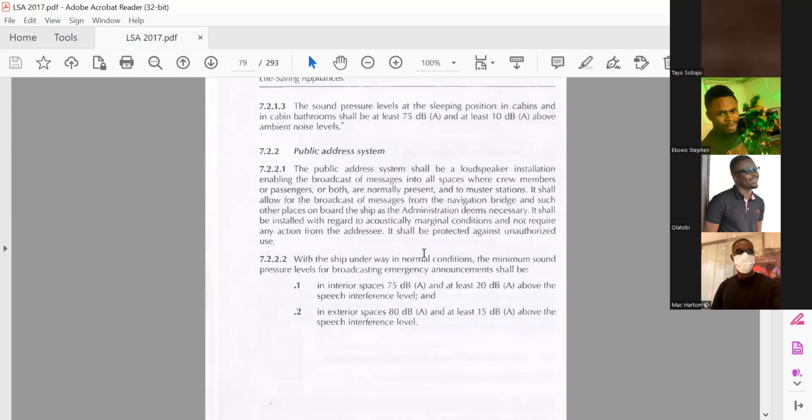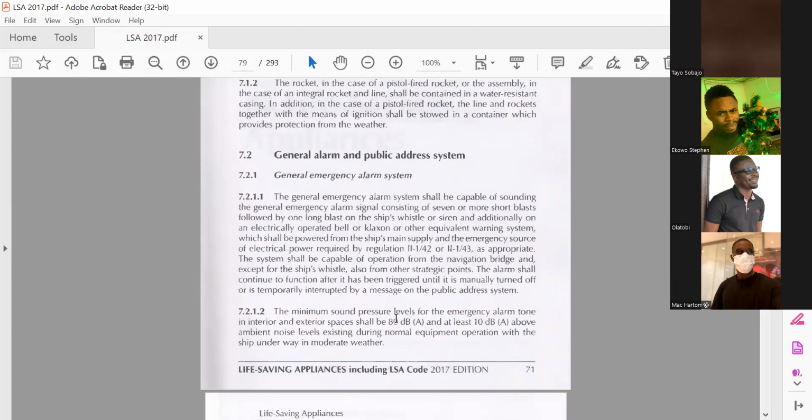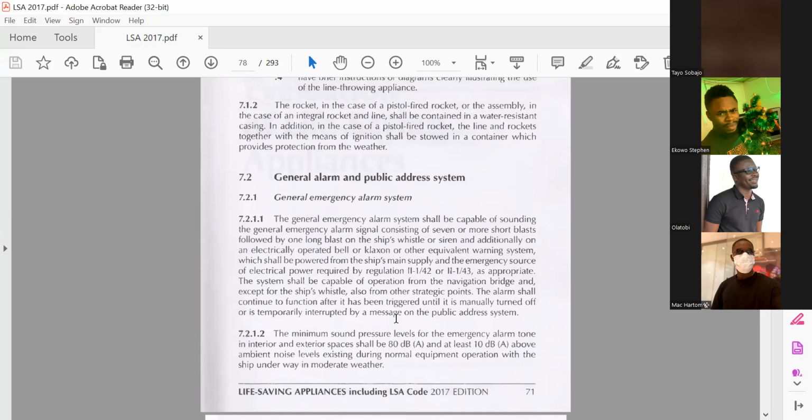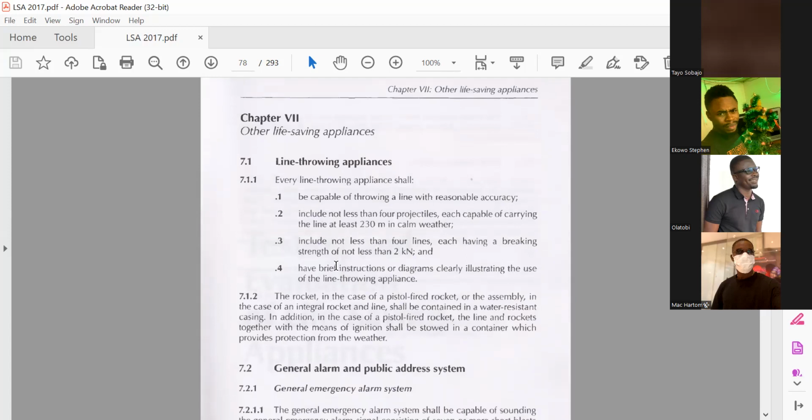For your public address system, you should look at the noise level. Noise levels are measured in decibels. So they have to be at a particular level that people can hear. Loudspeaker installations should be on the vessels. So those things that you see on the ship are not there for decoration. There are reasons why they are there, and that's why when you go on different vessels, your alarm might be different, but you have an alarm.